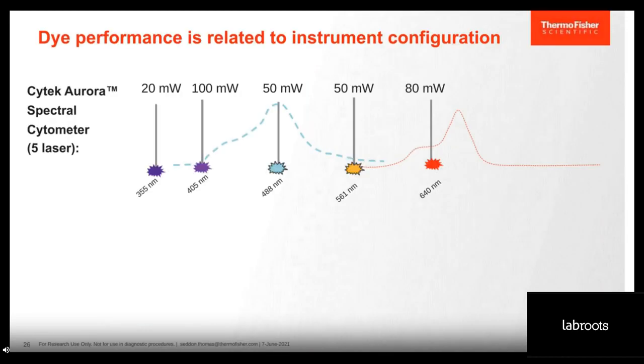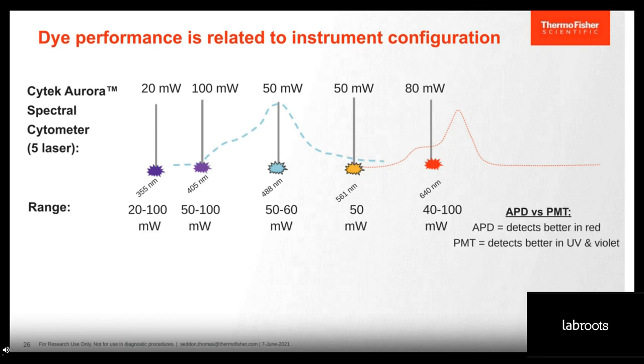The other thing is that dye performance is really related to the instrument configuration. A lot of work we've done has used the Cytek Aurora spectral cytometer as the readout. What you can see here is that there are the 5 lasers if you have that instrument, and these can really range in terms of the excitation. For instance, there's the 20 milliwatt UV laser, and then you go up to the 100 milliwatt violet laser.